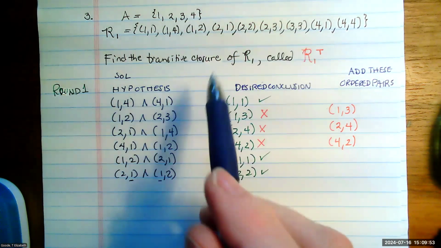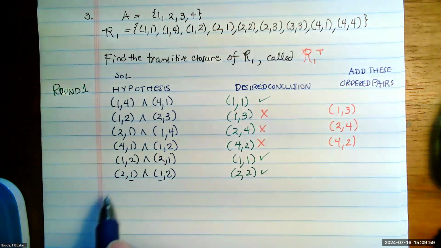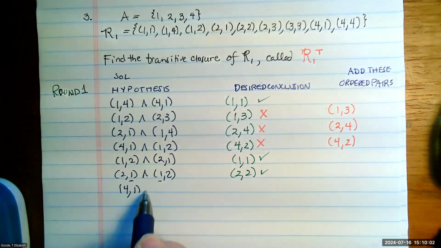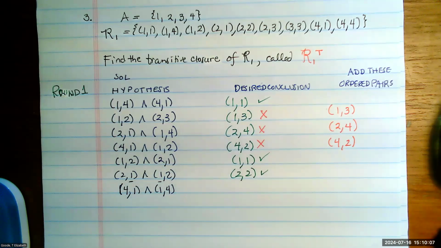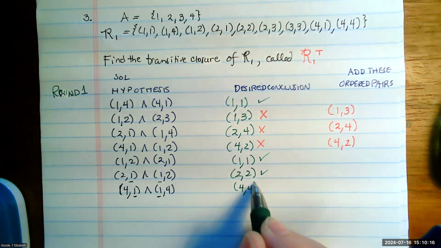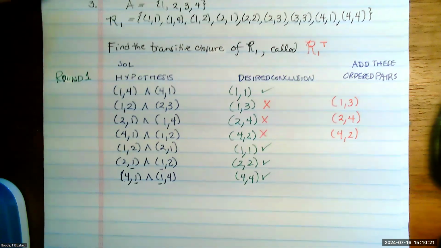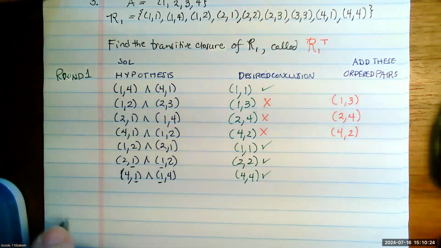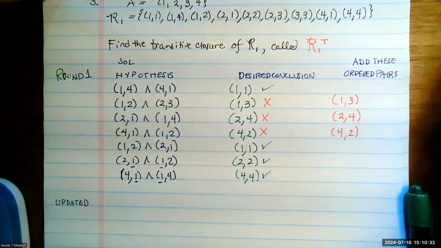Let's see, anything else? 1, 2 and 2, 3, we already said that like 3 times. 4, 1 and 1, 4. We did 1, 4 and 4, 1, and we had 1, 1. We have 4, 1 and 1, 4 in that order, crossing over on the 1, we need to see 4, 4 for transitivity to hold, and we have that one. I think we've got them. All right, so now our updated R1.